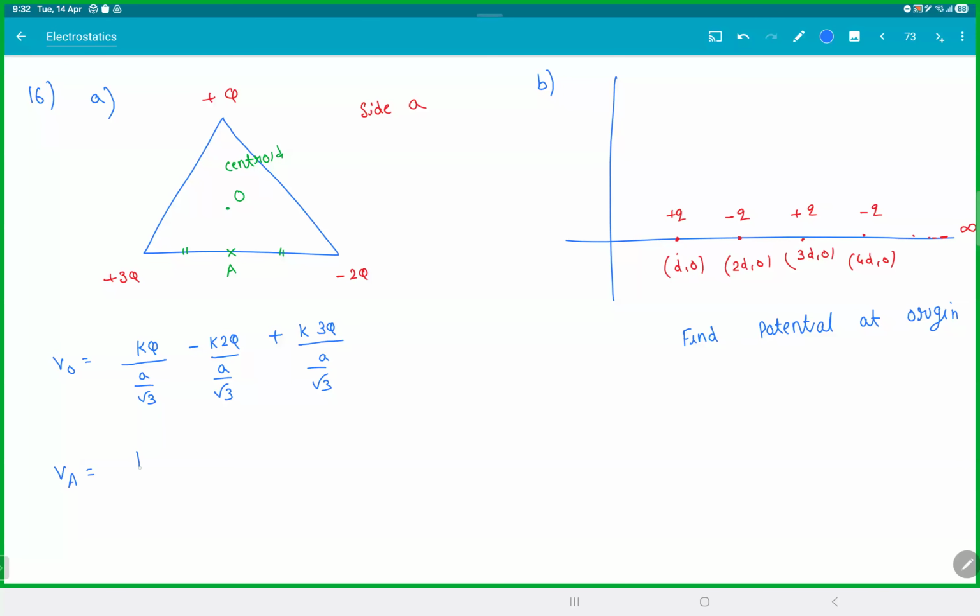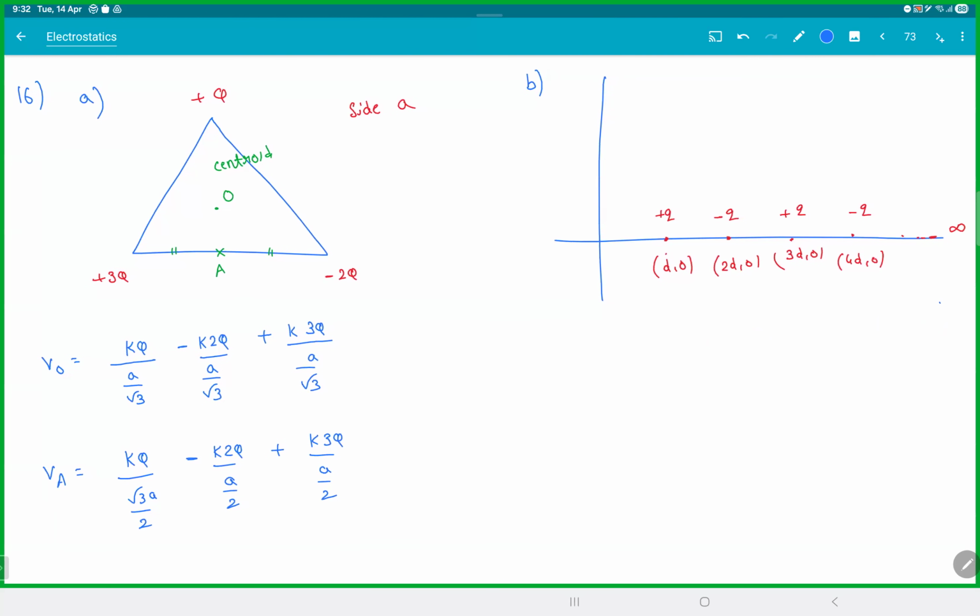Potential at A, that would be KQ, the distance will be root 3 A by 2, minus K2Q, the distance is A by 2, plus K3Q, the distance is A by 2. And you're done. You can simplify it, I'll leave it to you.